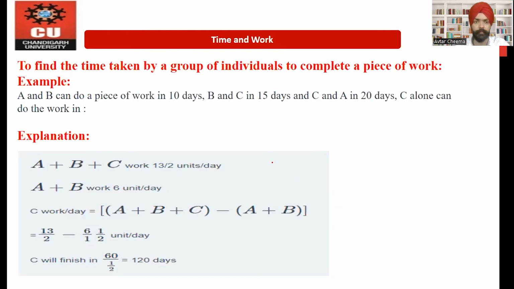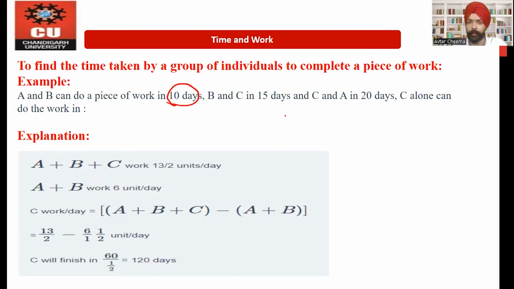Next one. Find the time taken by a group of individuals to complete a piece of work. When two people or three people are working together, how much time is required to complete the total work? Now, here A and B are working together. In 10 days, they can complete the work.